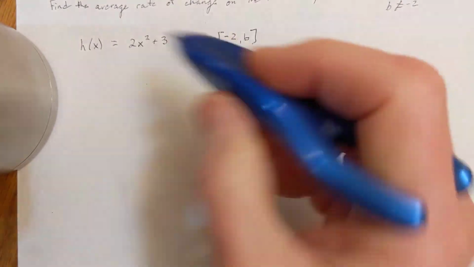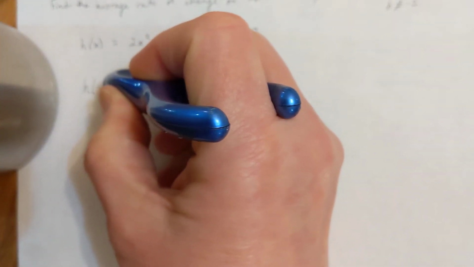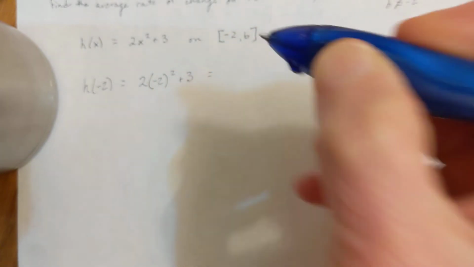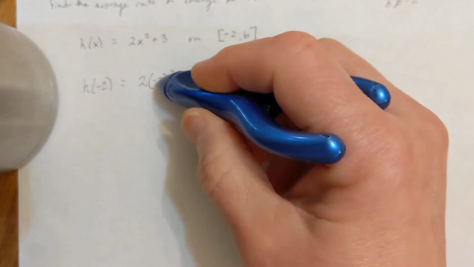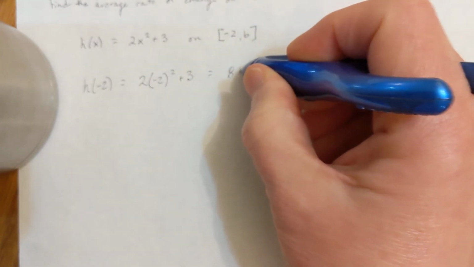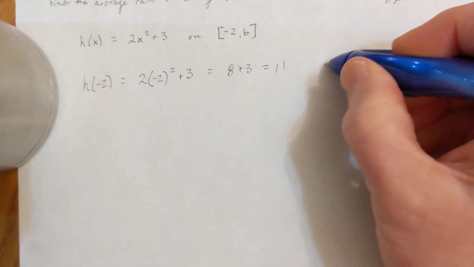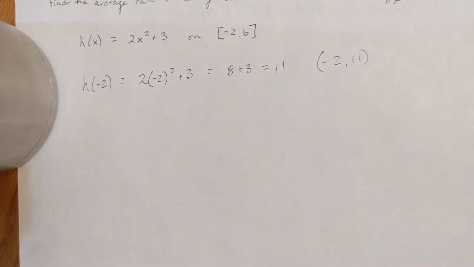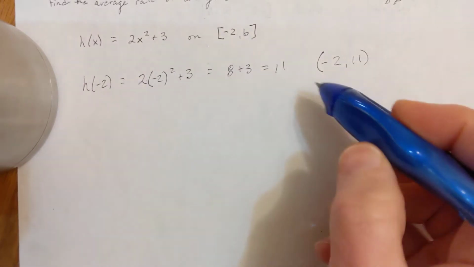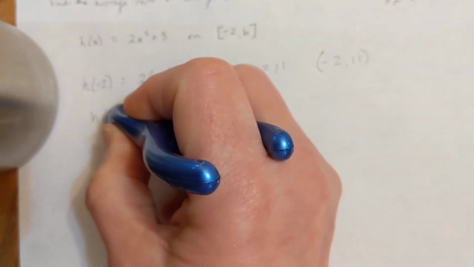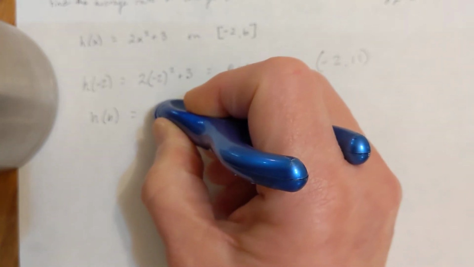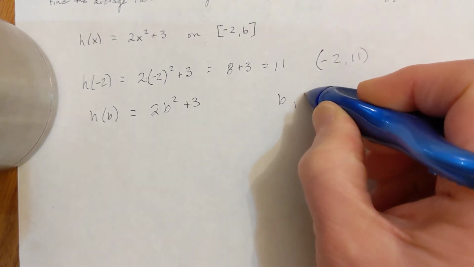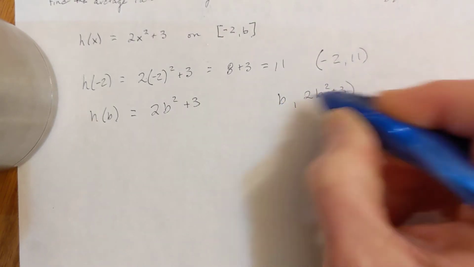So I can find h of -2, which is going to give me 4 times 2 is 8 plus 3, or 11. So I have one point at -2, 11. And then I'm going to find h of b for the other point. So my other point is b, 2b squared plus 3.